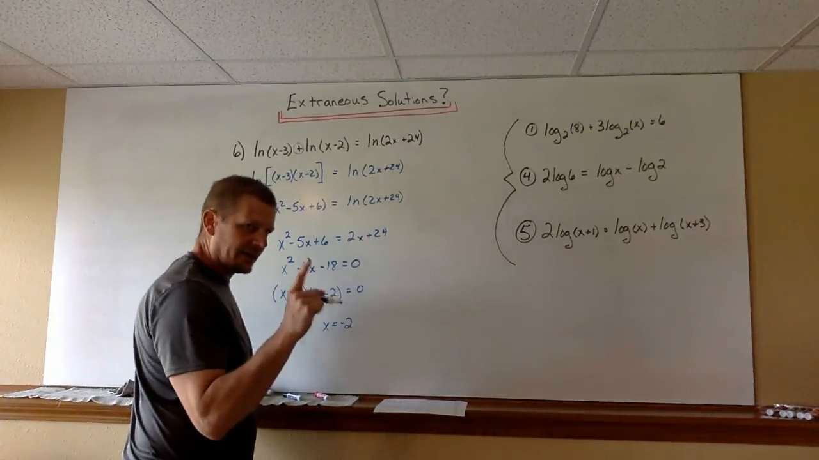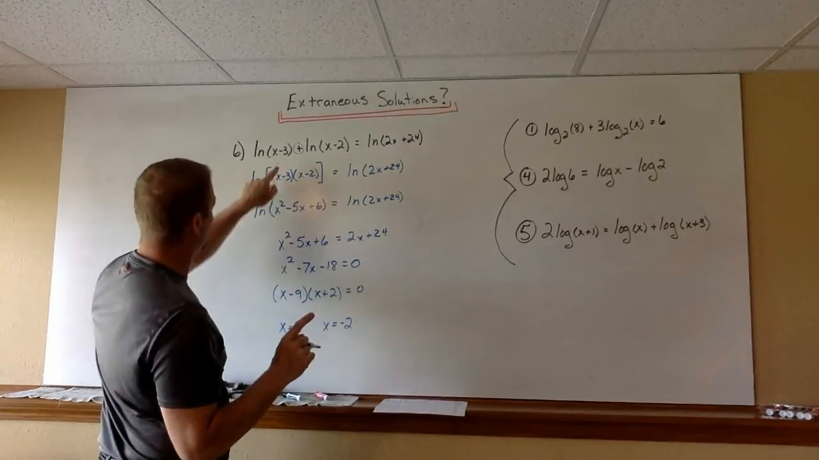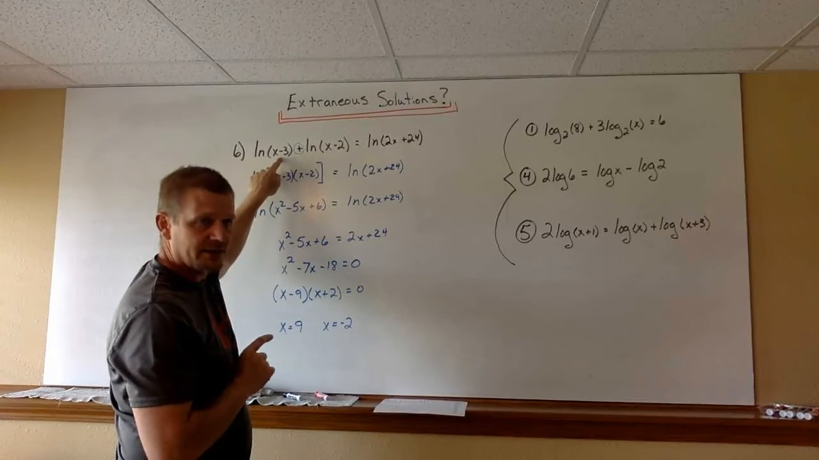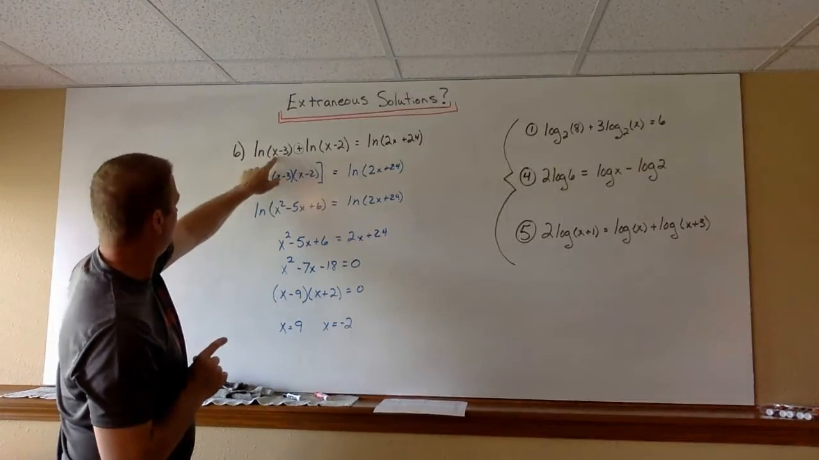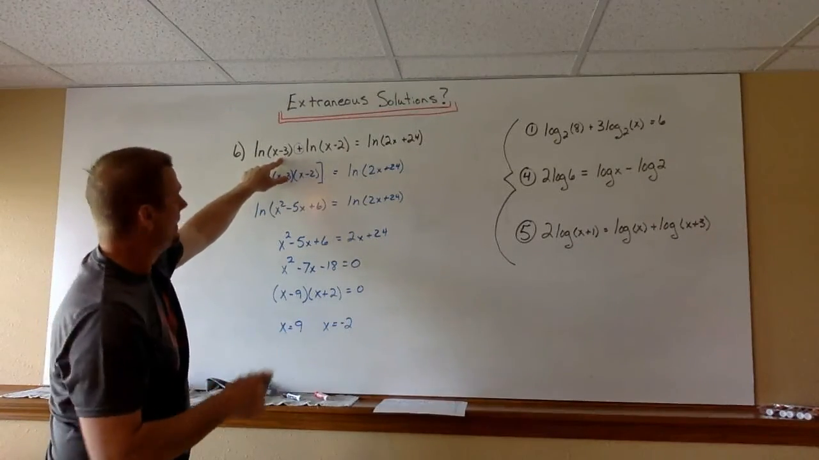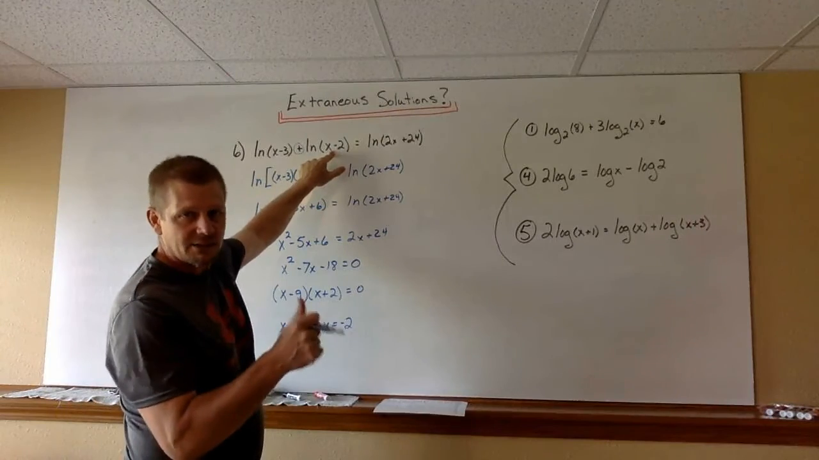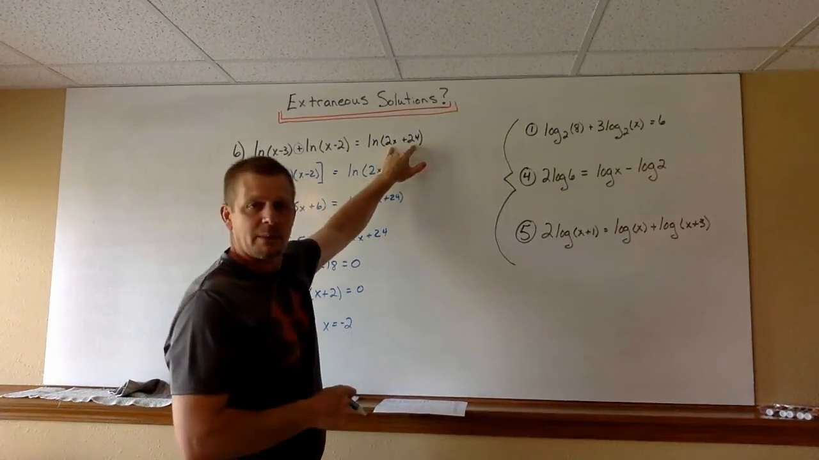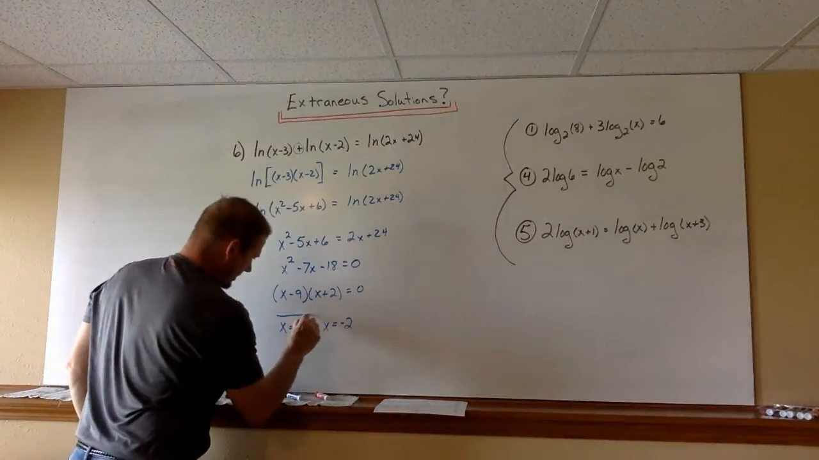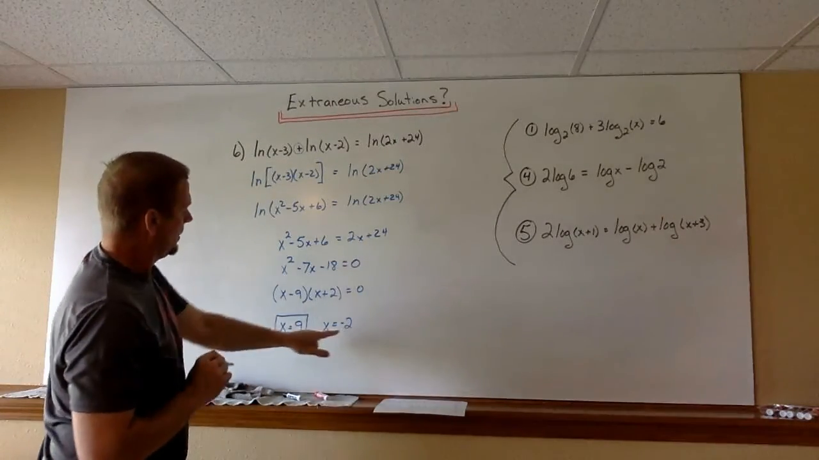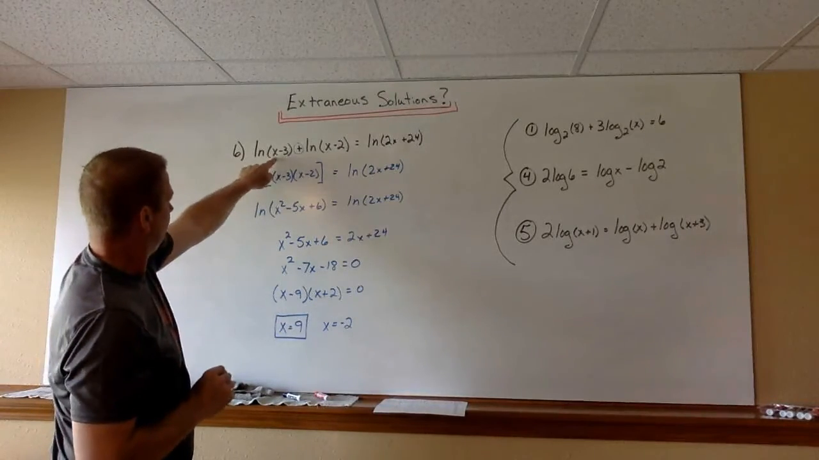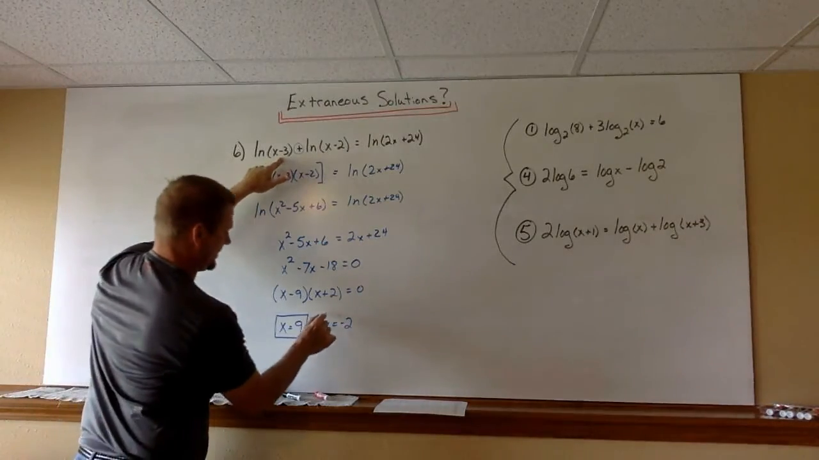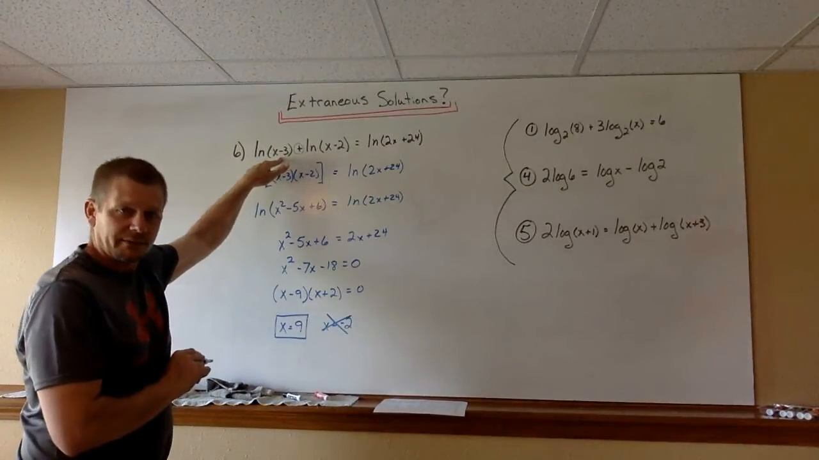But I need to check them to see if they're extraneous solutions, because remember, the argument of a log has to be a positive number greater than 0. So when I put in positive 9, 9 minus 3 gives me a 6. That's okay. 9 minus 2 gives me 7. That's okay. And over here, 9 times 2 is 18 plus 24, that's still going to be a positive number. So 9 works. When I put negative 2 in here, negative 2 minus 3 is negative 5. Whoop, I get a negative argument. Can't have that. That's an extraneous solution, so I'm going to throw that one away.